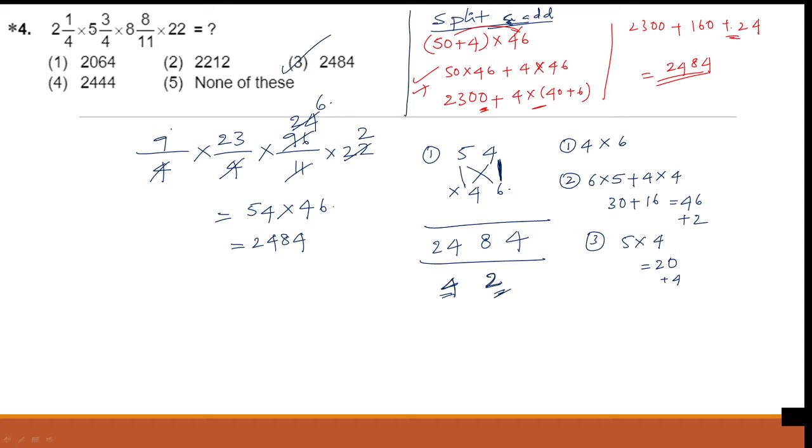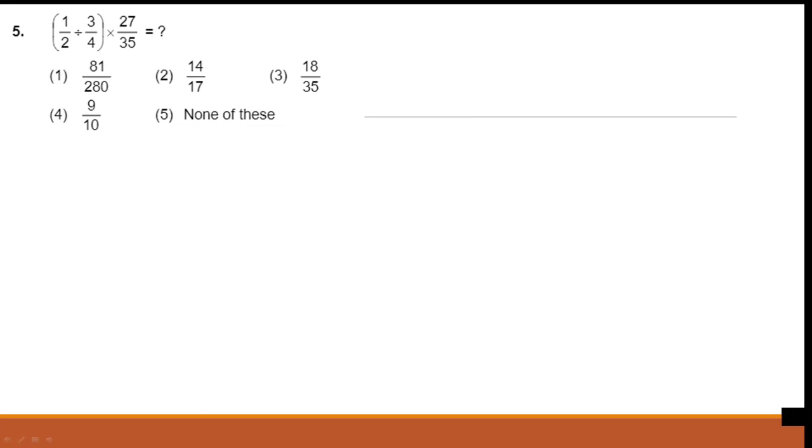Okay then. See here, this is an important question for competitive examinations. We can use any of these two methods. Is that clear? Yes. Next one. See here.